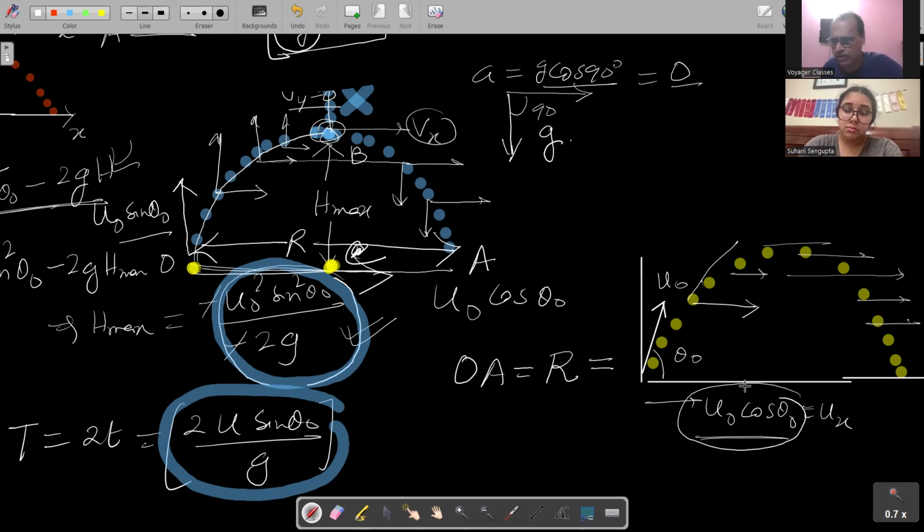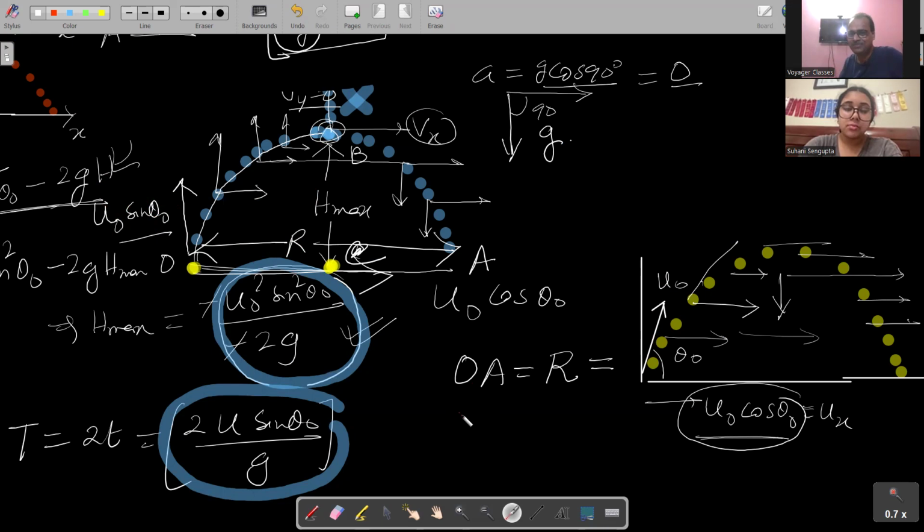Now the question is why it is not going to change. Because there is no acceleration acting on the particle horizontally, since g is acting vertically. If you take the horizontal component of g, it is g cos 90, and cos 90 is zero. So horizontally there is absolutely no acceleration. Acceleration works only in the vertical direction. That's why the vertical velocity u0 sin theta 0 is going down, but the horizontal velocity has not changed. It remains unaffected.